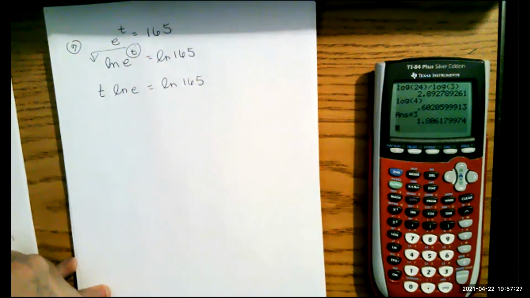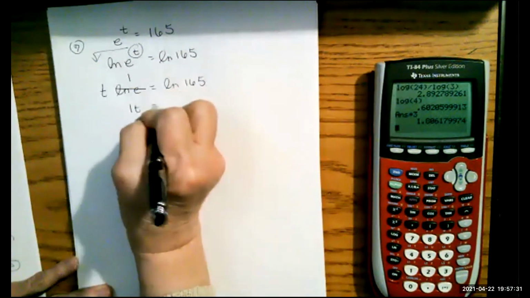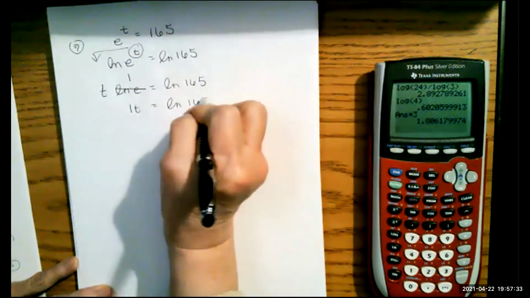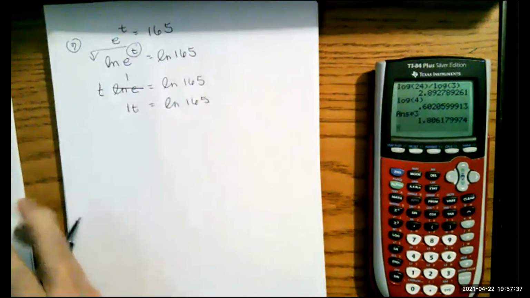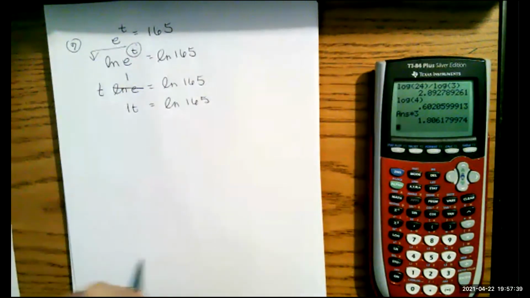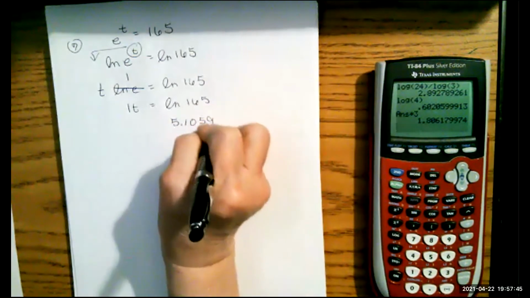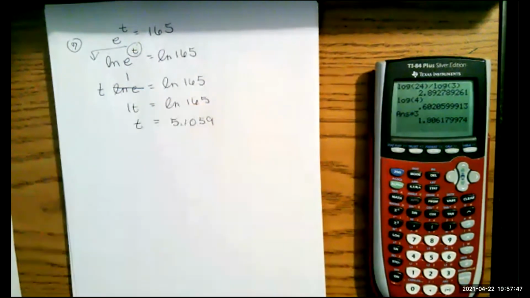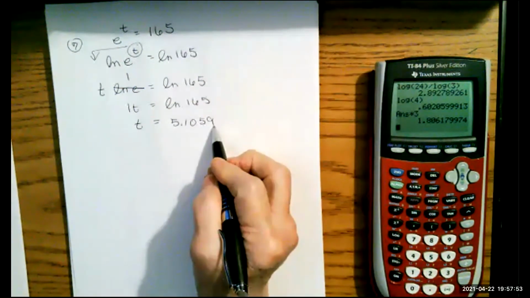One. ln e is 1. So now I have 1, 2 equals ln 165. So if I can figure out what ln 165 is, I'm in good shape. The answer is 5.505. Would you rather do decimal places? Is it 5.9? Oh, you're right. I'm sorry.